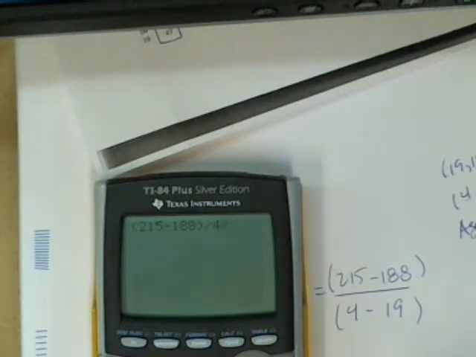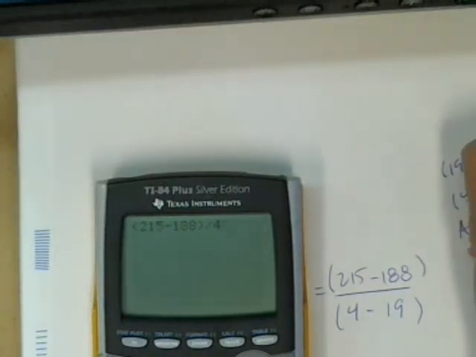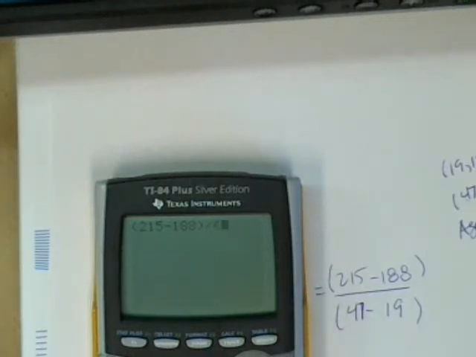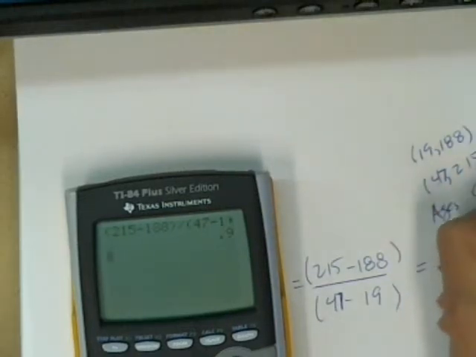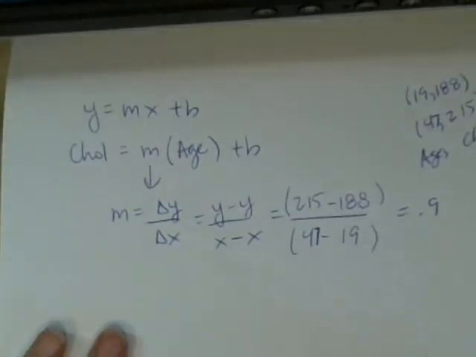Oh, that person wasn't 4 years old, were they? I think that person was, did you really write 4? I think that person was not 4, but 47. Okay, it took me a minute to figure it out. I don't want that. I want 47 minus 19. Okay, so the 47-year-old. Okay, 47 minus 19. So we've got a slope of 0.9.